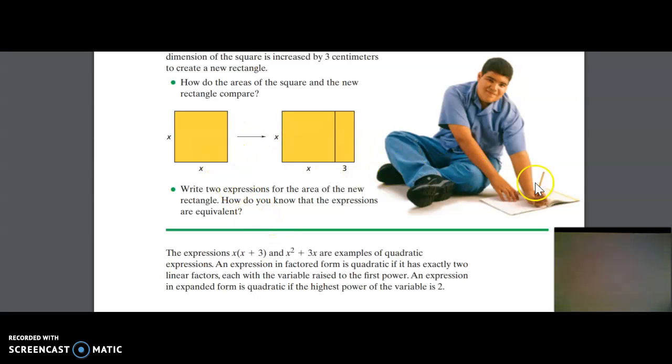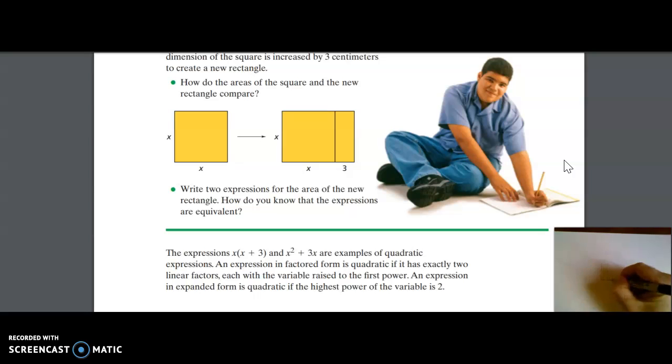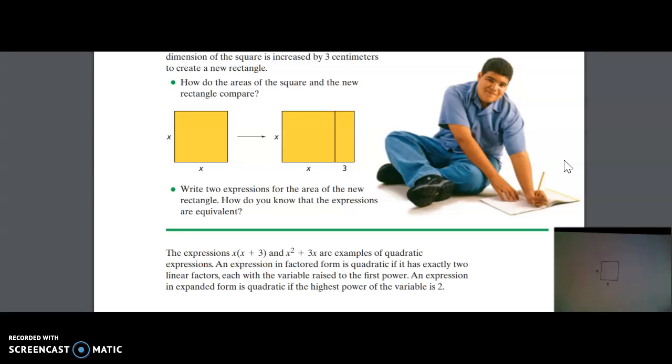So in this case, they're showing you a square, and they gave x as the side lengths. And then they're telling you that what if one of the dimensions was 3 units longer, increased by 3 units? And that's why they then have a rectangle that starts by x, but then they increased it even longer to show the x plus 3. So the factored form of this second rectangle would be x, which is one dimension, times x plus 3.